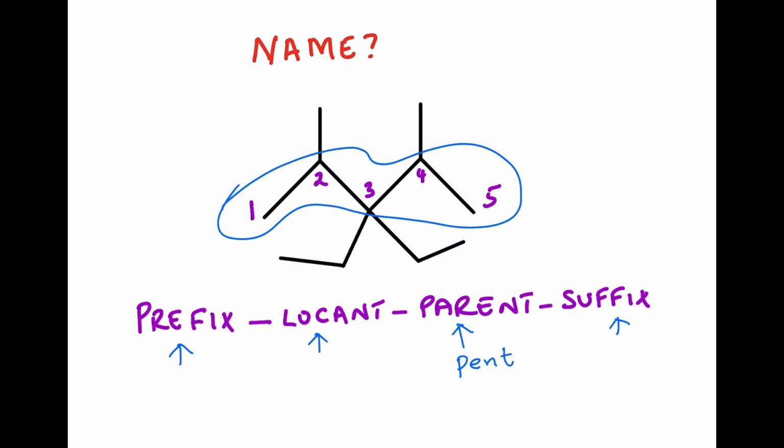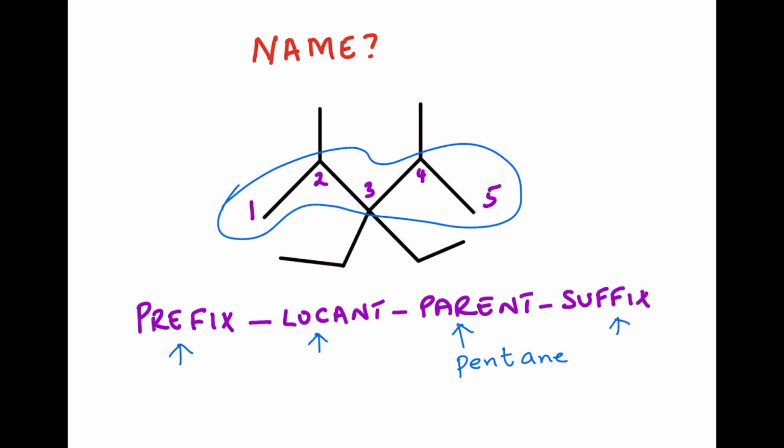Lastly, we add the suffix, which depends on what the primary functional group is. In this case, this is an alkane, and if it's an alkane, then it will end with ANE. If it's an alkene with a double bond, it will end with ENE. If it's an alcohol, it will end with OL. So in this case, that's a pentane.